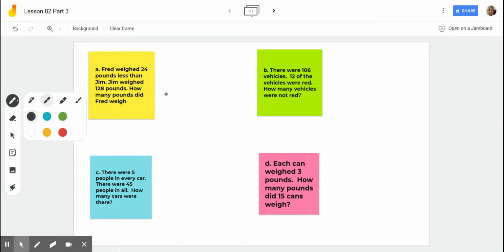Well, let's see. I know I'm going to make my arrow because it's adding or subtracting. So there's my arrow. Let's see who is bigger, Jim or Fred. Fred weighed 24 less pounds. So I'm going to put my F here, and my J here, and then my 24 here.